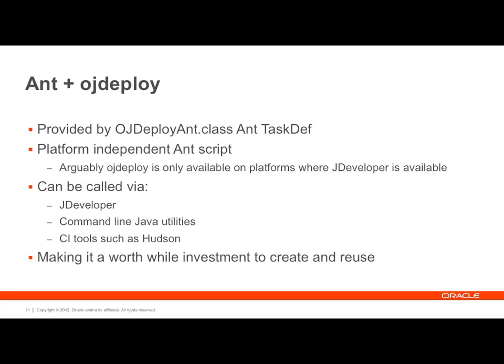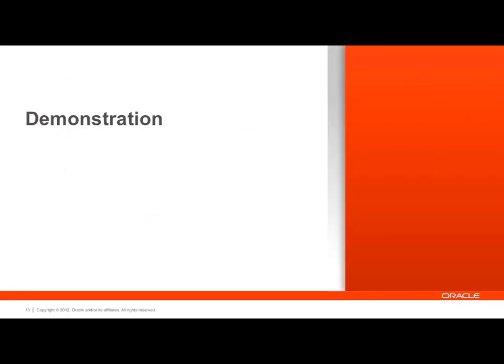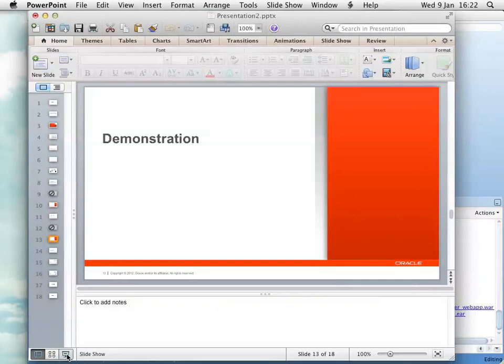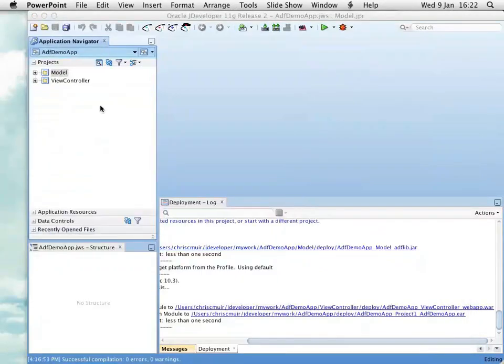Okay, so it's really useful to start looking at embedding ojdeploy in Apache Ant because Apache Ant is such a versatile building utility for Java overall, and it's used by a lot of different Java infrastructure type tools such as these CI tools that I'm referring to. So with that in mind, again, let's demonstrate how we actually make use of ojdeploy, but this time in Apache Ant.